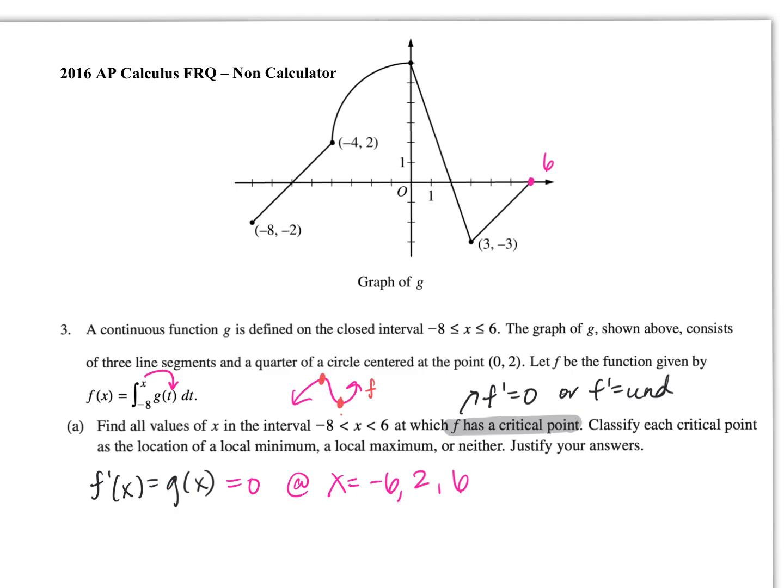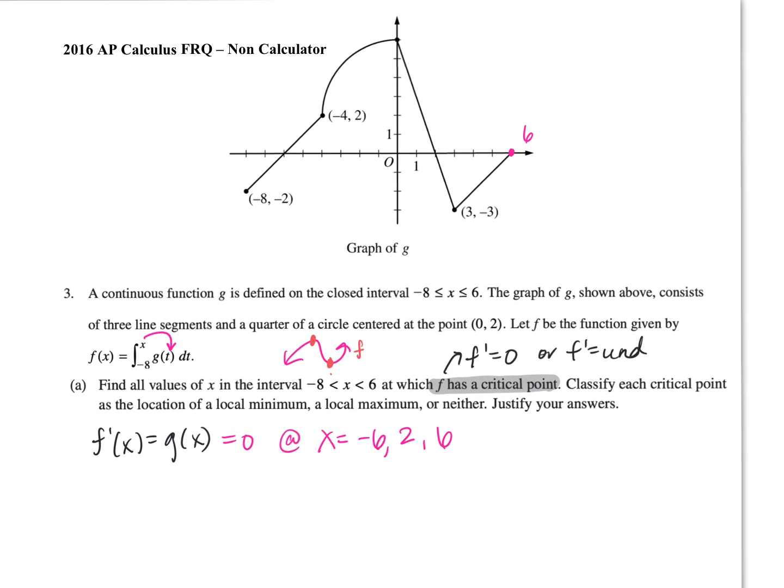We know f prime is just g. So does g change signs anywhere? Here's g. What is g doing at -6? If g is going from negative to positive, that means f prime was going from negative to positive. What would we have then at -6? A local min. So we're going to say local min at x is -6 because you could say either one of these. G changes from negative to positive or f prime changes from negative to positive.